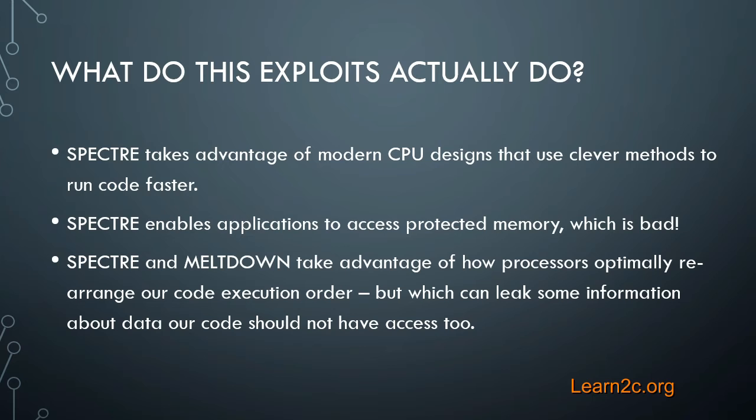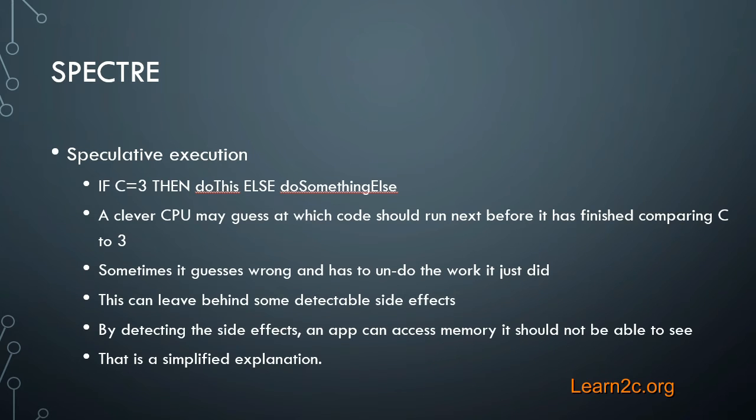And in so doing, there's some tricks that can result in an application being able to basically do the equivalent of reading data in a protected memory area. And obviously that's something that's bad. We don't want that to happen. MELTDOWN works a little bit differently than SPECTRE, but it's a similar idea, is that the code gets executed potentially out of order, and this process can create some side effects. And it's those side effects that can leak some information about our data that our code should not ordinarily have access to. We'll now take a look at how SPECTRE operates.